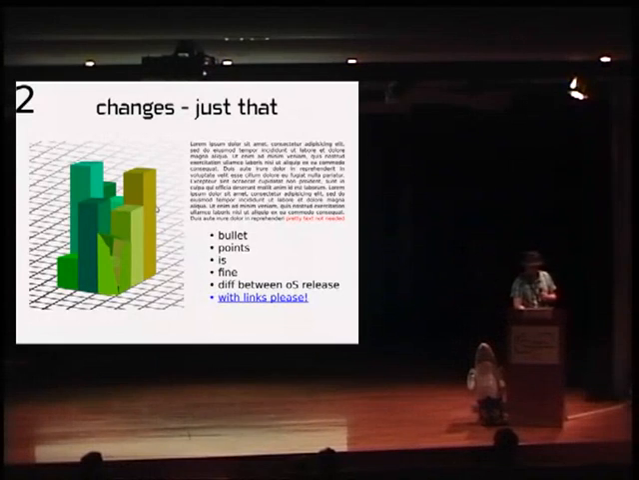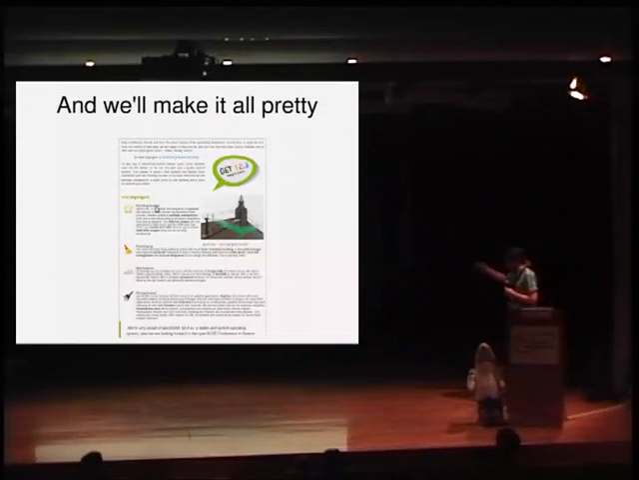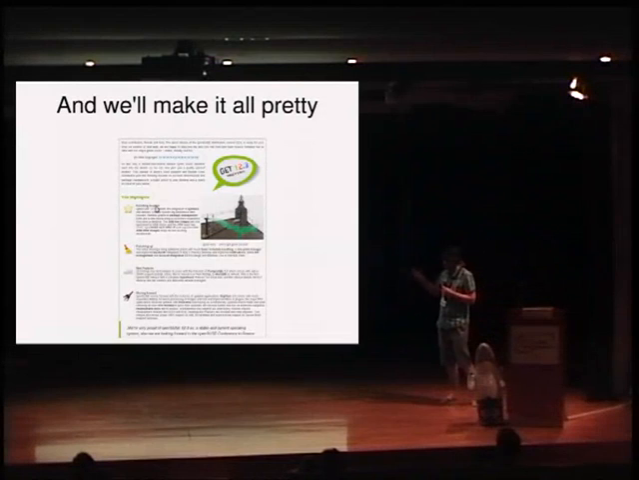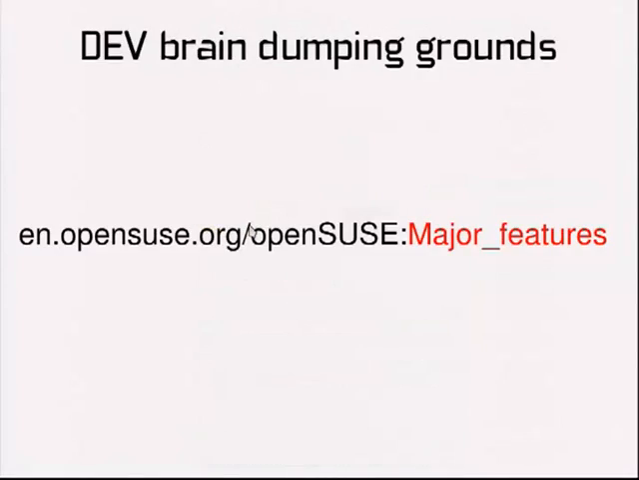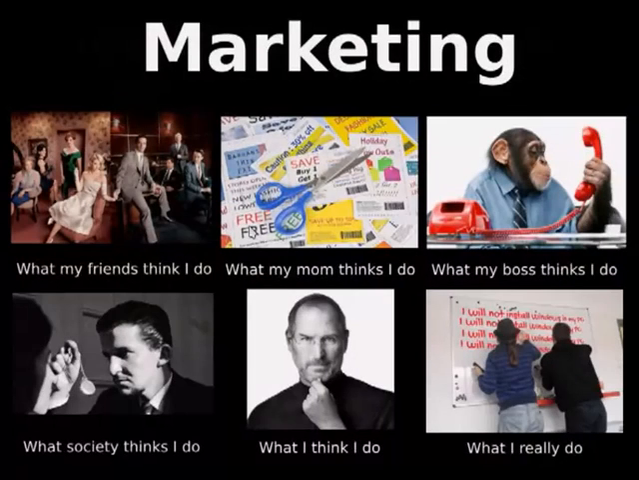And then we're happy. We will make it all pretty and make a nice text, and we'll do the part with the funny pictures. The place where you can dump the stuff is here. So it's on our wiki, it says major features, and that's just where you put the bullet list of what is new and links for where we can find more stuff. That's all we need from you. And again, remember how it is important for your users. We will do the marketing side of things.